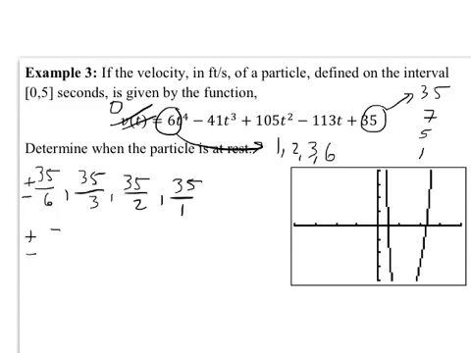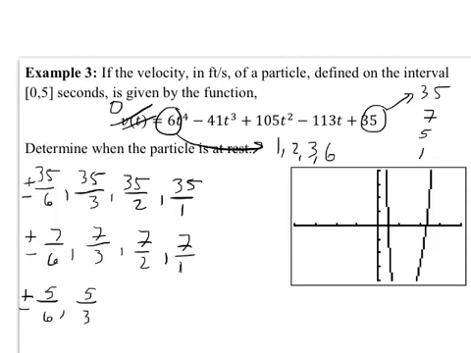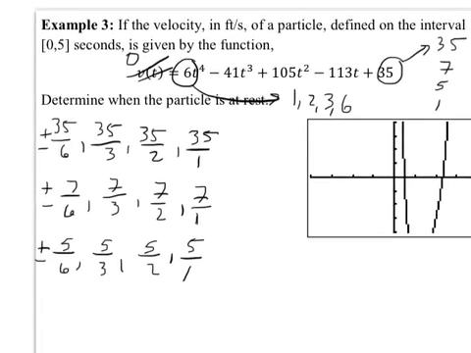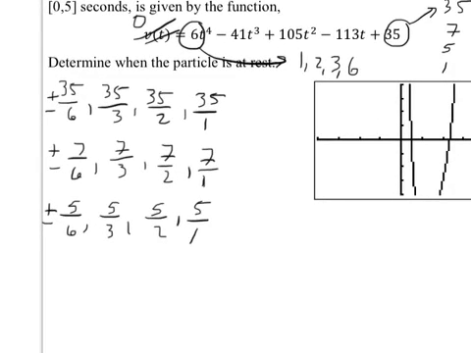After 35, we have to do 7. 7 over 6, 7 over 3, 7 over 2, 7 over 1. None of those are repeats of the previous part. Then we've got our 5: 5 over 6, 5 over 3, 5 over 2, and 5 over 1. And lastly, we have to take a look at the last possibilities, which are the 1s. So plus or minus 1 over 6, 1 over 3, 1 over 2, and 1 over 1.